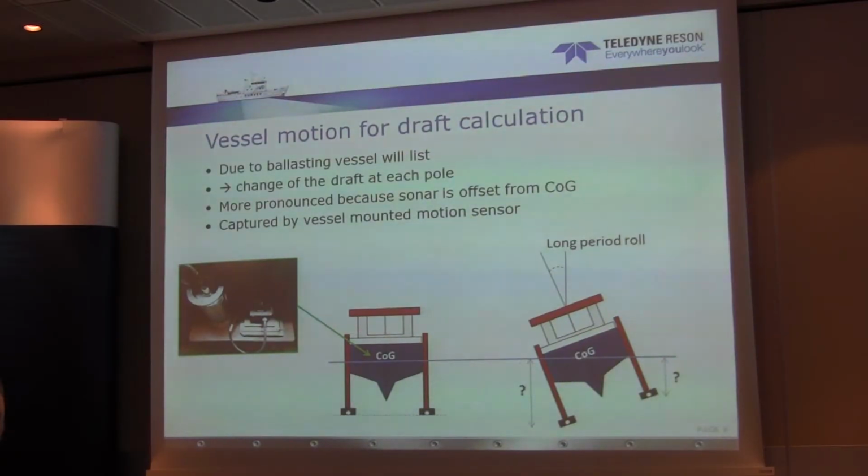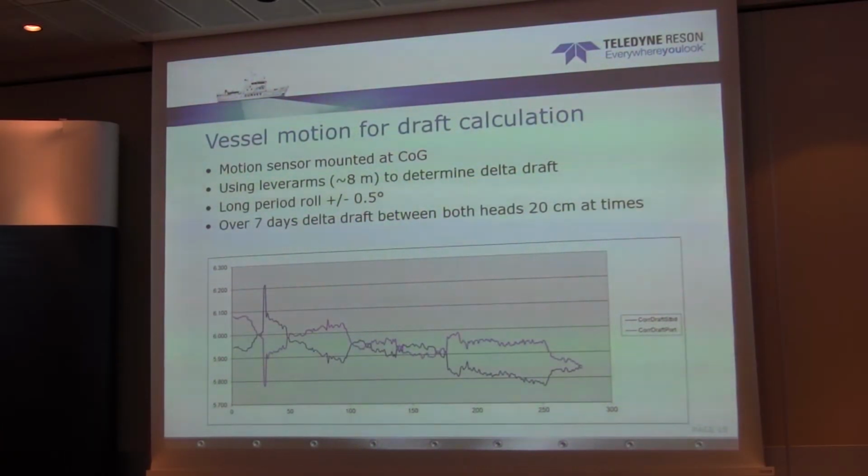Those are measured by using the Octans and the Applanix IMU, and then in post-processing, the actual draft difference was calculated. Again, over a whole week, we just had a roll difference plus or minus half a degree, which isn't a lot, but lever arms of 8 meters will contribute to a difference in draft. You can see that here.